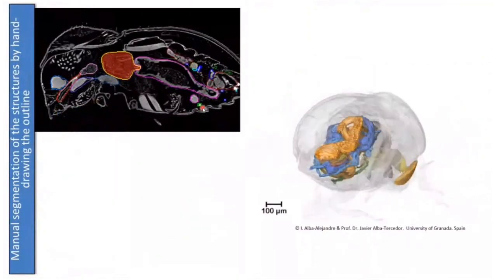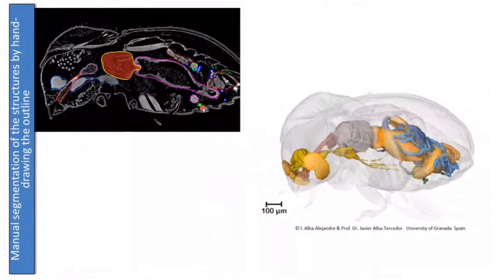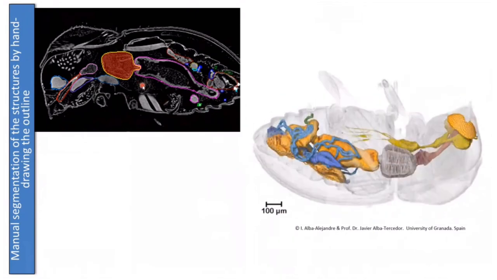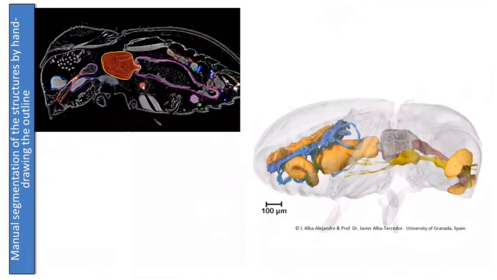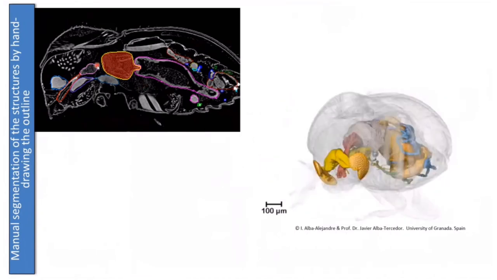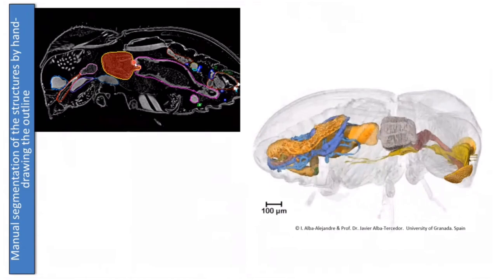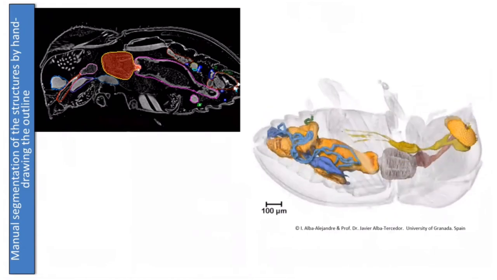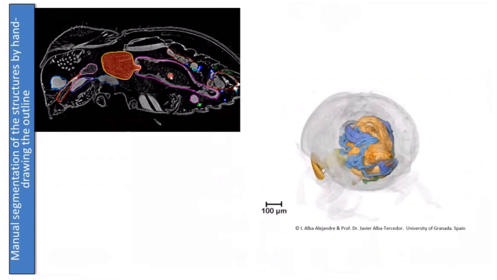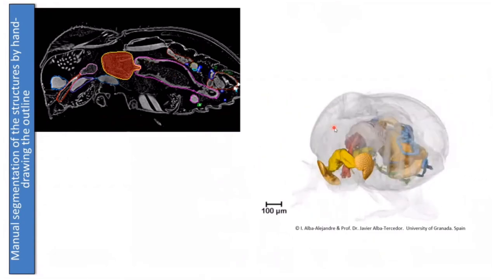But to be able to get very, very well isolated, segmented every single organ, there is a manual segmentation way that is costly in time. You need quite a lot of time for every single image. You need to outline every one manually, so you need time. But at the end, the result is very apparent.